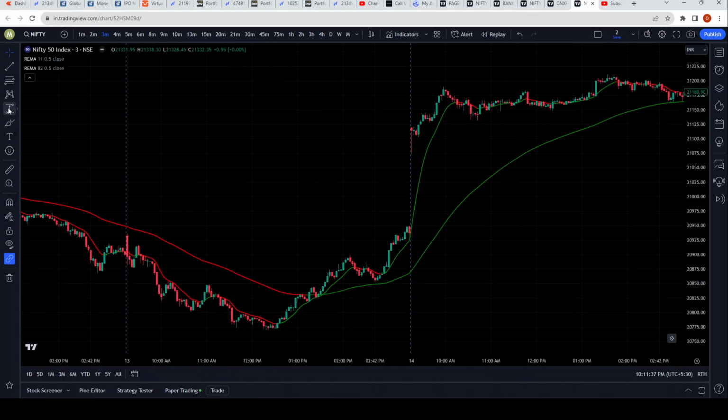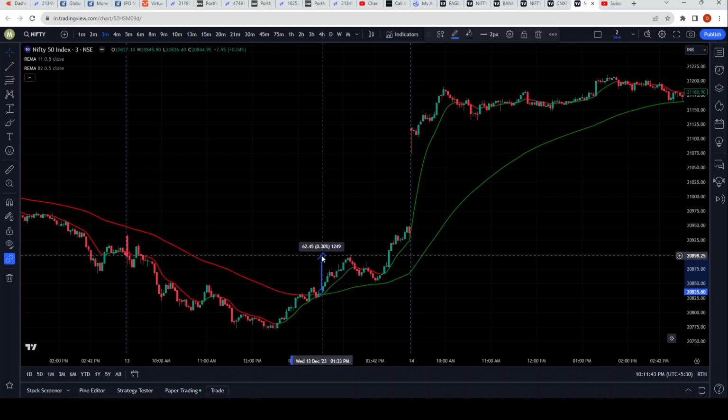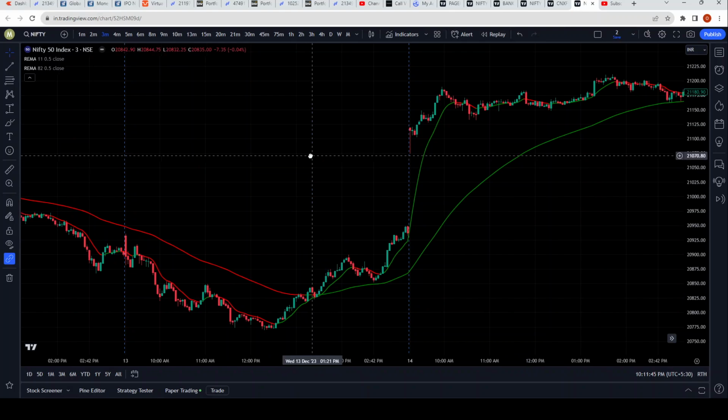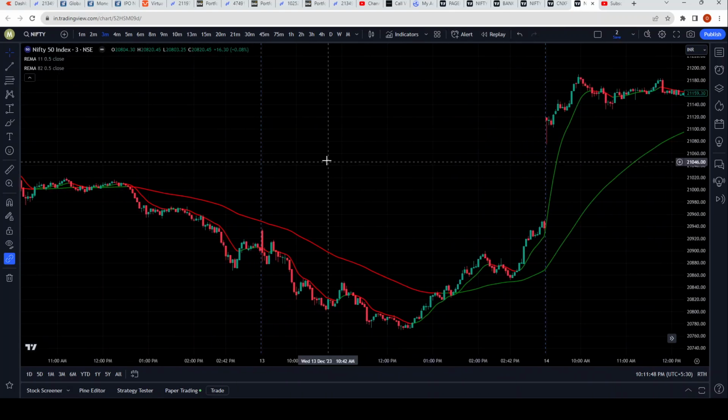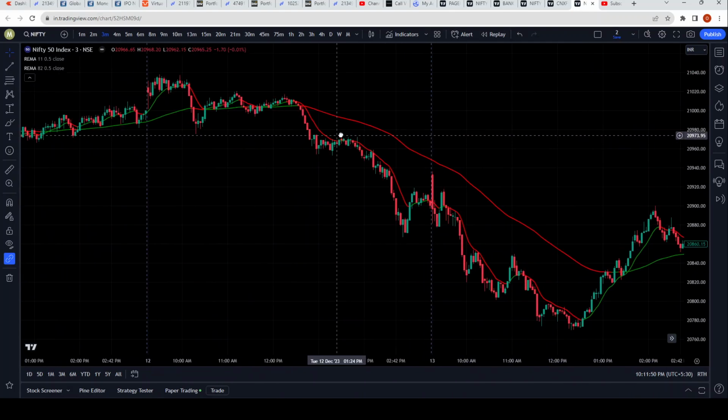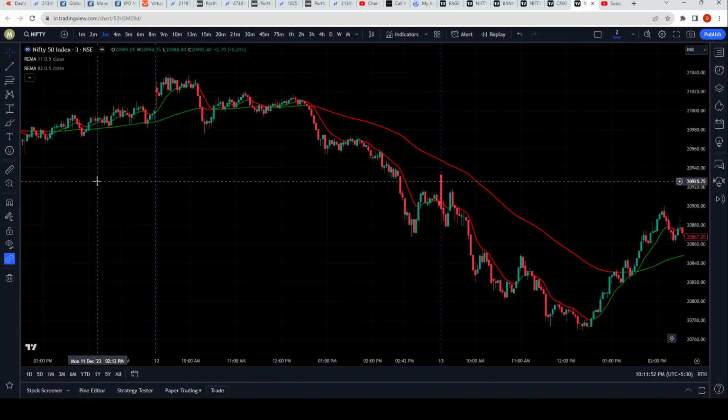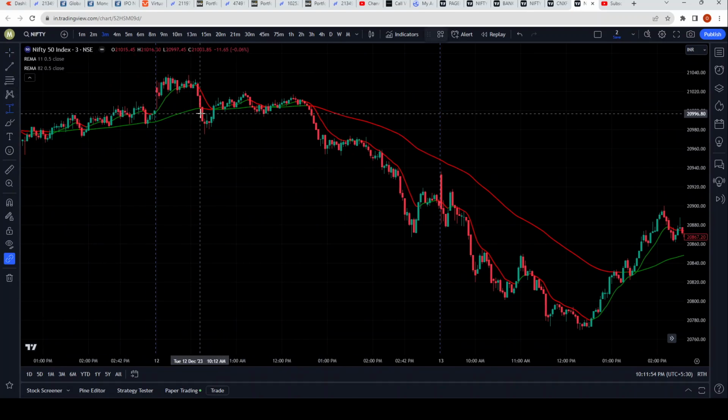On 13th, we would have taken only one trade, which is over here. The intersection happens. This is a 60 point rise. We would have taken our 10 points and we would have been out. There is no other trade on this day. On the 12th of December, you would have got your first intersection over here. This is a 23 point fall.